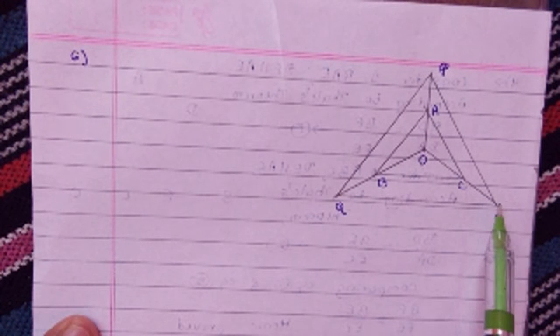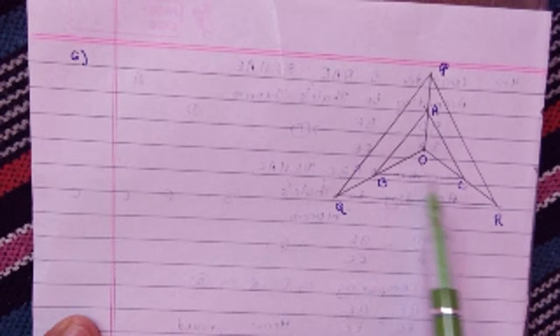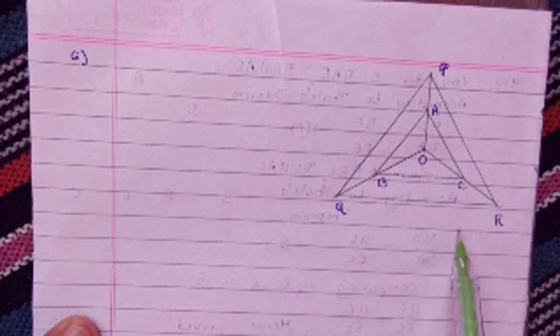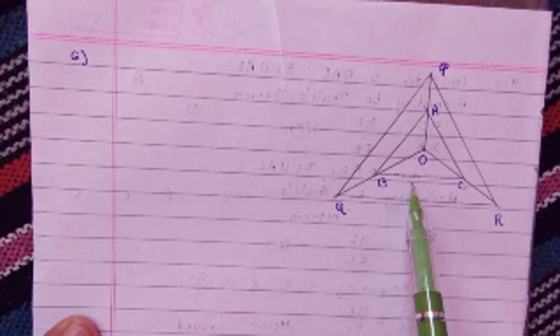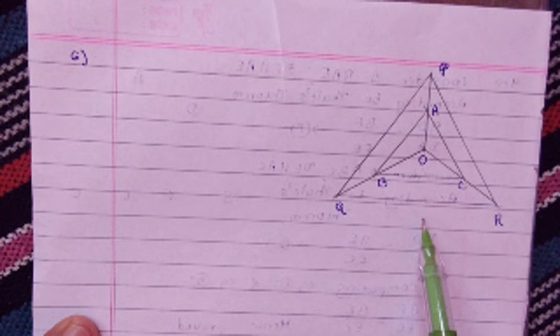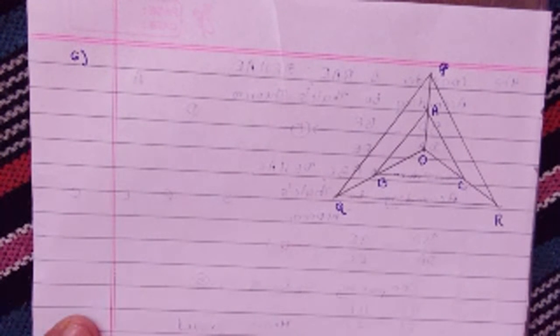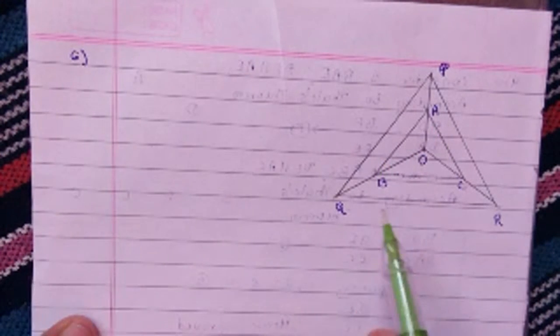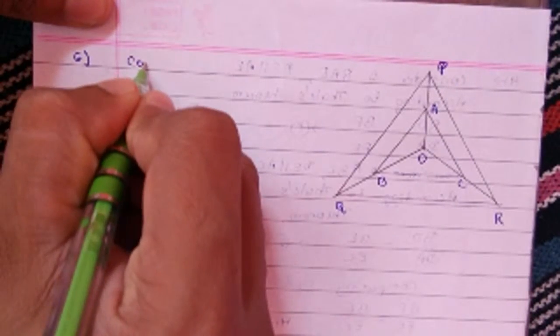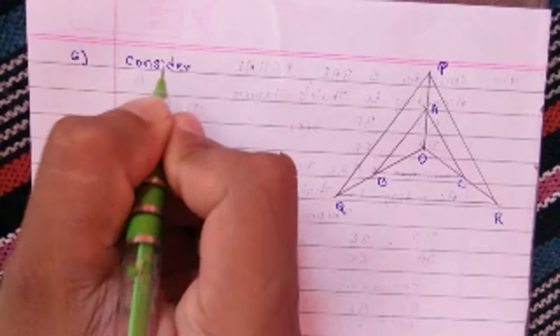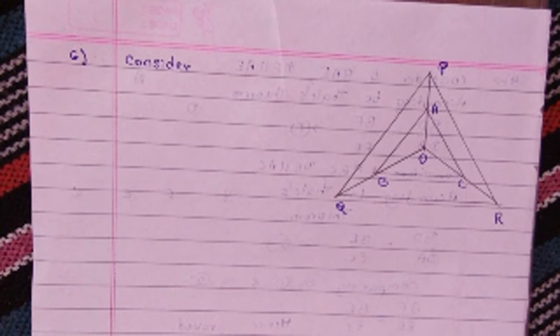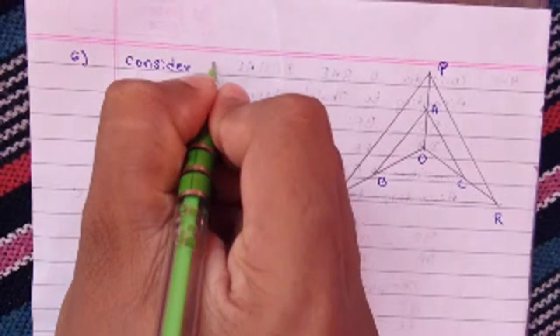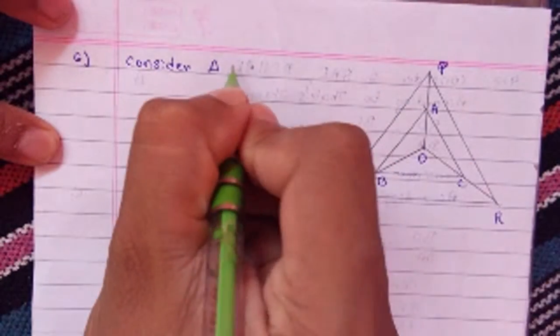Now we have to prove BC is parallel to QR. Okay, we have to prove these two lines, line BC and QR, are parallel to each other. Okay, for that we'll consider the left hand side triangle, that is triangle POQ.